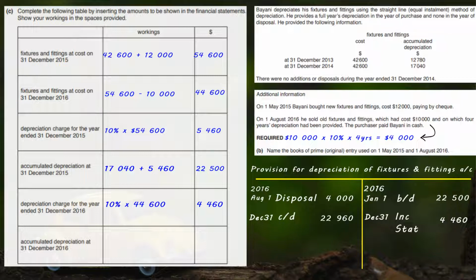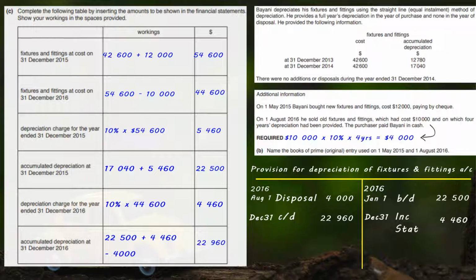So the total accumulated depreciation for the year would be 22,960. If you look at the T account, you can see what's happening in the entire process. But if you can do it on your own without a T account, how would you do this? You can simply do the calculation, which is 22,500 plus 4,460 depreciation for the year, take away the disposal amount, which was 4,000.